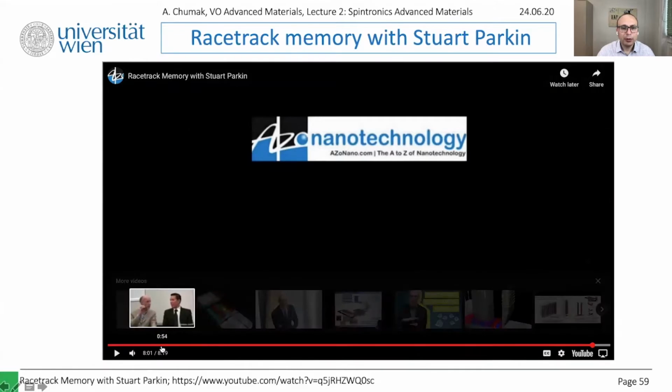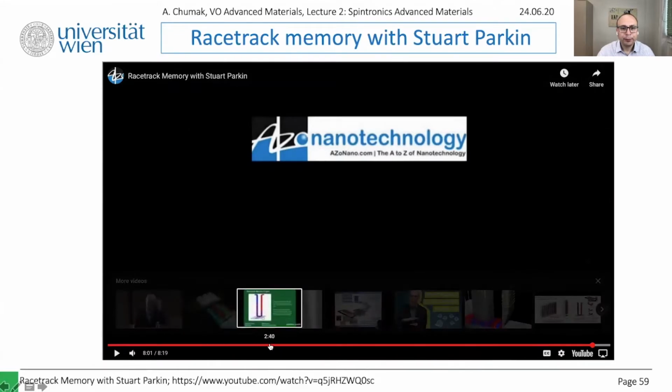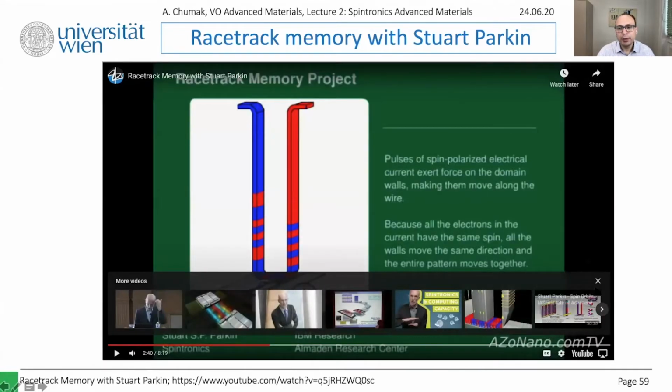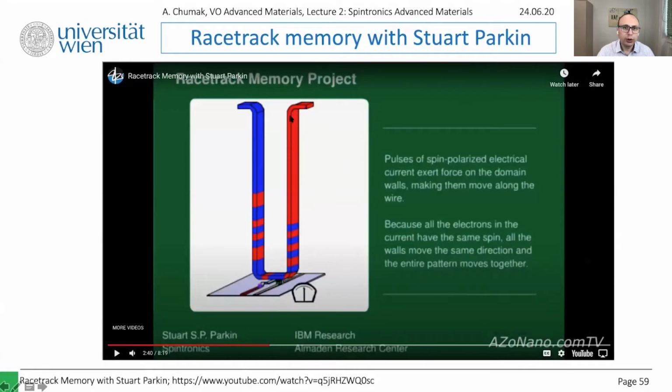So much about the racetrack memory. You understood that the main idea is that it's possible to shift the domains with current, simply due to spin transfer torque, as we just discussed, and then you can code the data into logic 1 or 0. The technology is very interesting, so Stuart Parkin is now head of the Max Planck Institute, where they continue this development.